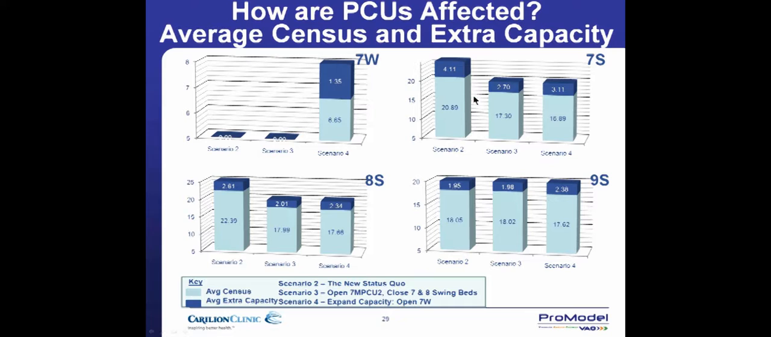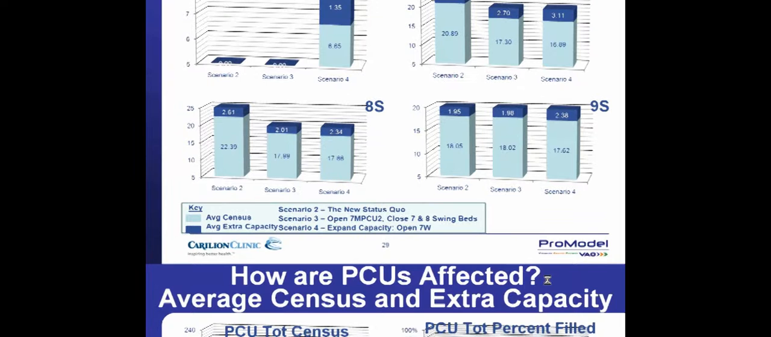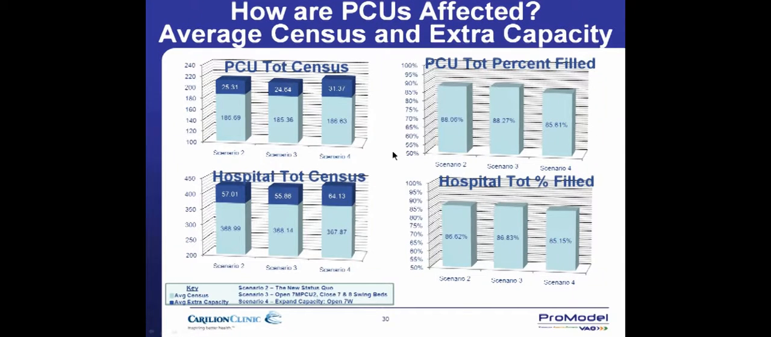These are the units that had the swing beds that we closed down. You can see how they dropped in excess capacity across the various scenarios, and you can see how basically all these wards are affected across the scenarios. Say we want to roll up all PCU units. You can see how they might be impacted. This is average daily census numbers, excess capacity numbers.